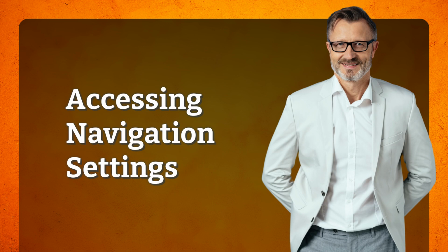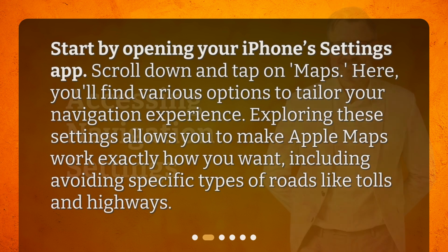Accessing navigation settings. Start by opening your iPhone's Settings app. Scroll down and tap on Maps. Here you'll find various options to tailor your navigation experience. Exploring these settings allows you to make Apple Maps work exactly how you want, including avoiding specific types of roads like tolls and highways.